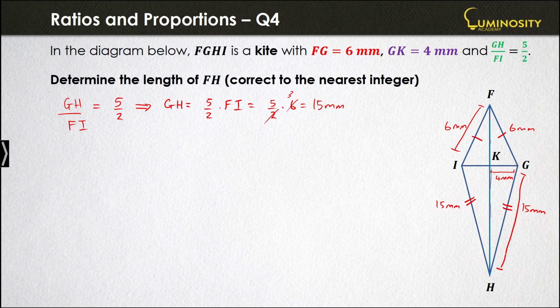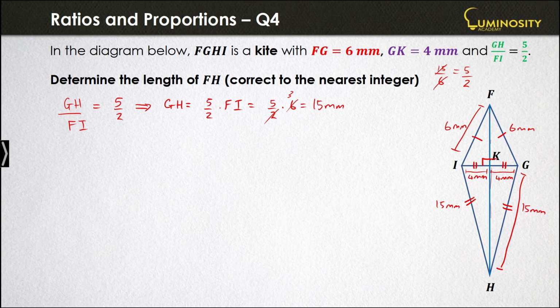And if you look, GH 15 over FI 6, 15 over 6, well, 3 goes into 15 5 times, and 3 goes into 6 2 times. So you can see that the ratio is preserved. So that is the correct length. We also know that in a kite, the diagonals bisect at 90 degrees, and that this length KG is equal to this length IK because it's a kite. So this is also 4 millimeters. So we have quite a lot of information here.